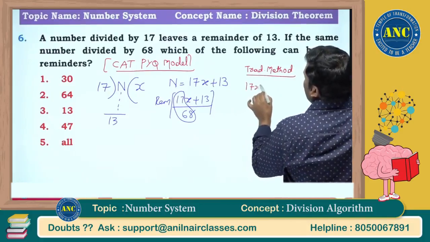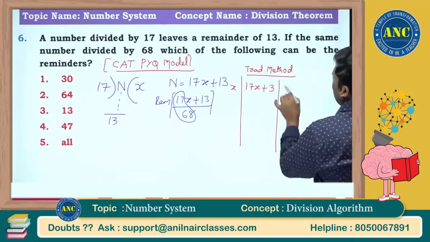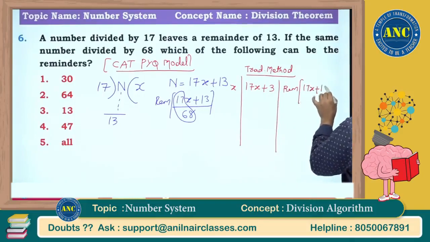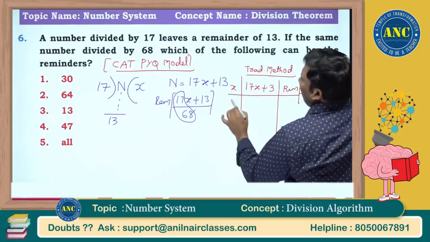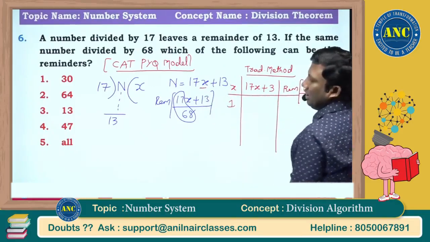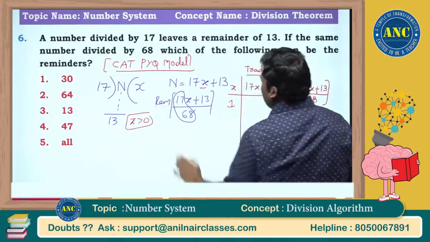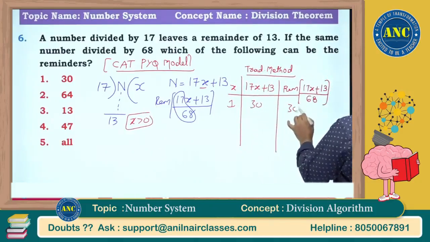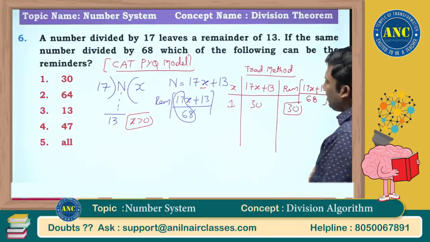The number is 17x plus 13. We need the remainder when 17x plus 13 is divided by 68. Let us take one by one. Quotient should be greater than 0, so x is 1. 17 plus 13 is 30, and 30 divided by 68 leaves remainder 30. First remainder is 30.